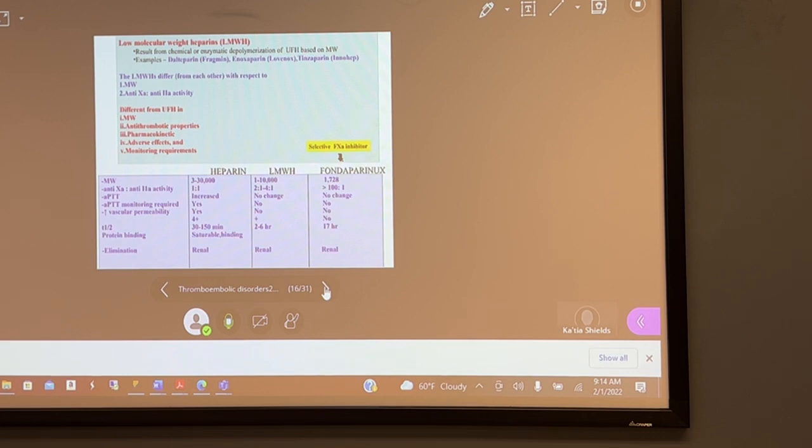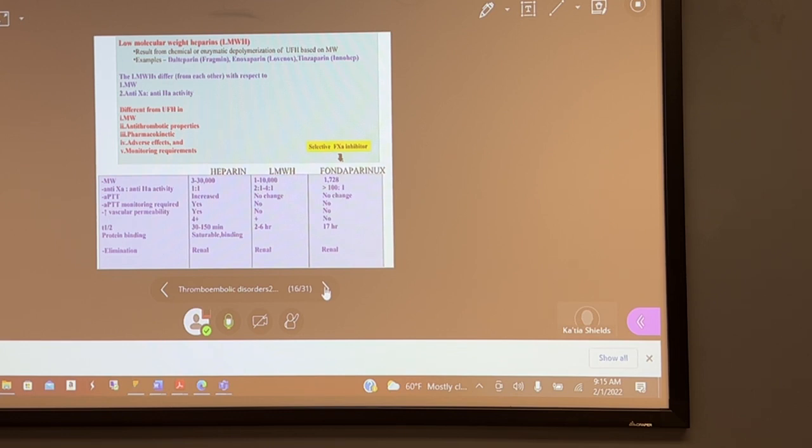Now, how are the low molecular weight heparins different from unfractionated one? The first one is in terms of molecular weight. The second one is in terms of antithrombotic property. The low molecular weight heparins are more effective than standard heparin as an antithrombotic agent. Then in terms of pharmacokinetics, they have very favorable pharmacokinetic profile in terms of absorption, distribution, metabolism, and excretion. And in terms of adverse effects, they have much more minimal adverse effects. And then last but not the least is in terms of mandatory requirements. You see, for heparin, you must monitor APTT. For the low molecular weight heparins, you don't have to. So that's an advantage when you use them.